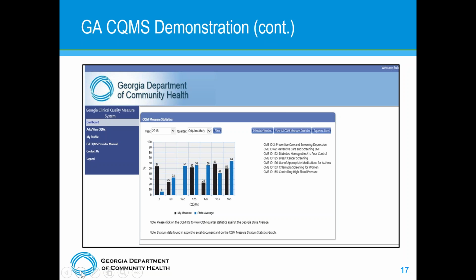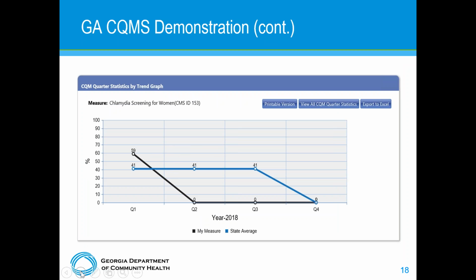One of the easy functions from the dashboard is, let's say you want to look at one of the clinical quality measures in more detail, or more of a trending perspective. You can just click on one of the CQM measures. Let's say you click on CQM 153, which is chlamydia screening. Once you click on that, you'll be presented with a trend graph. The trend graph will show you on a quarterly reporting level how well your measure for chlamydia screening trends for quarter 1 through 4 for the year that you selected.